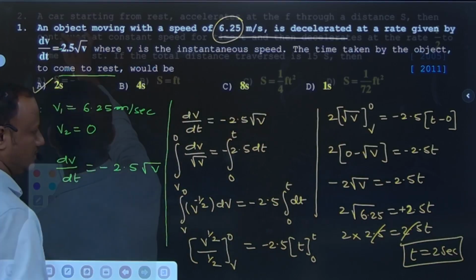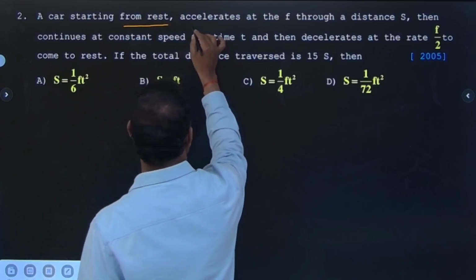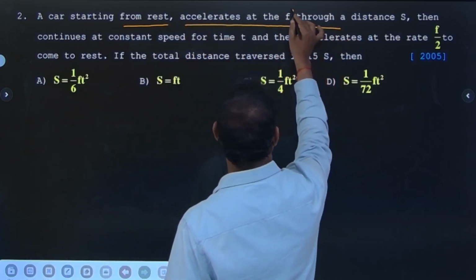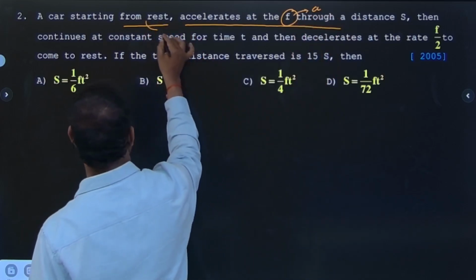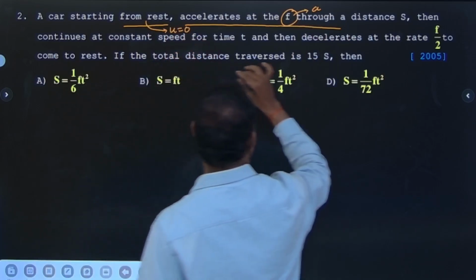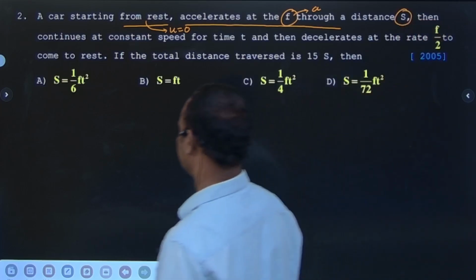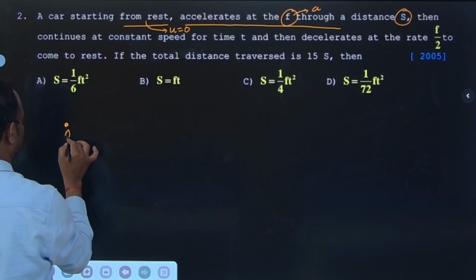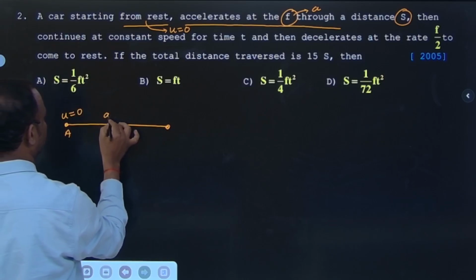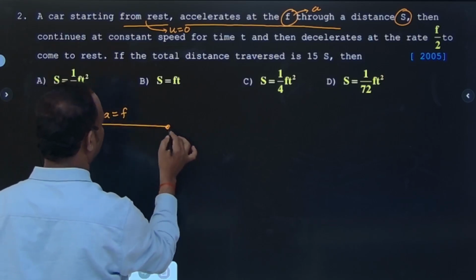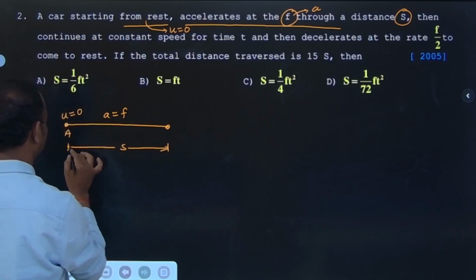Option A is correct. Next question: a car starting from rest, so initial velocity u is equal to 0, accelerates at a rate f, so acceleration a is equal to f, through a distance s. Let this part be A. The car is started from rest, initial velocity u is 0, acceleration is f, and it travels a distance s.